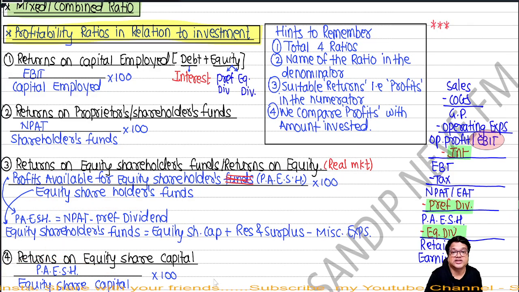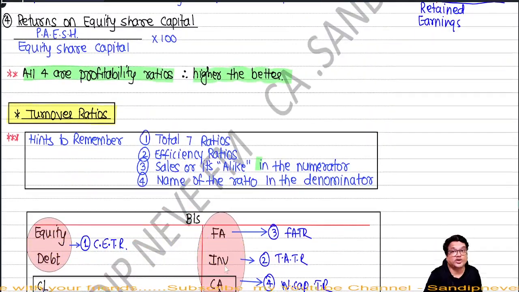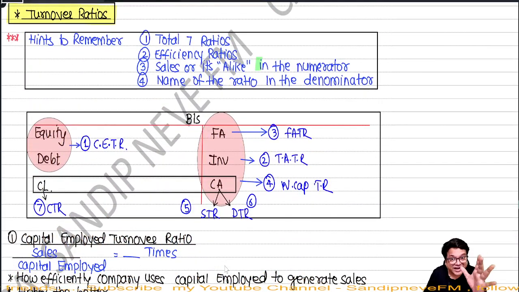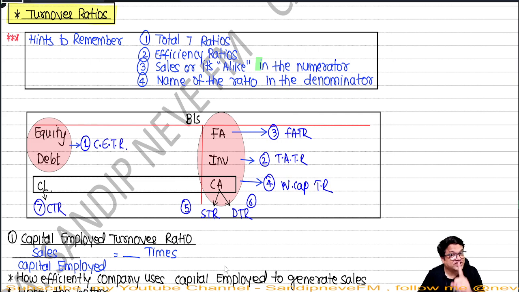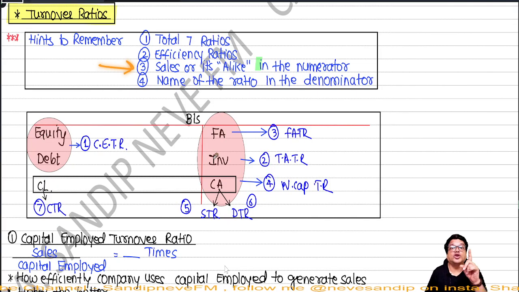Let's move forward. Let's talk about turnover ratios, people. How many total turnover ratios? Seven. All of them are efficiency ratios. Remember the hint? Sales in the numerator, name of the ratio in the denominator. Quick recollection. Okay, let's start.